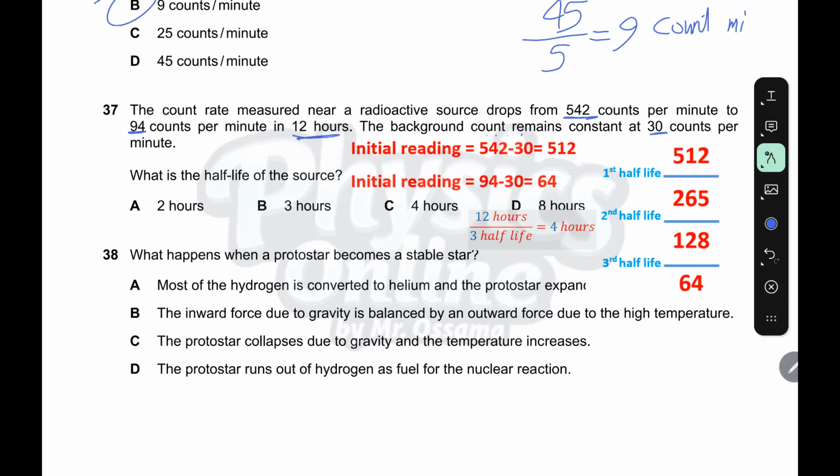So we are talking about 3 half-lives. 3 half-lives in 12 hours. So 12 divided by 3 gives you 4. So the half-life is 4 hours.